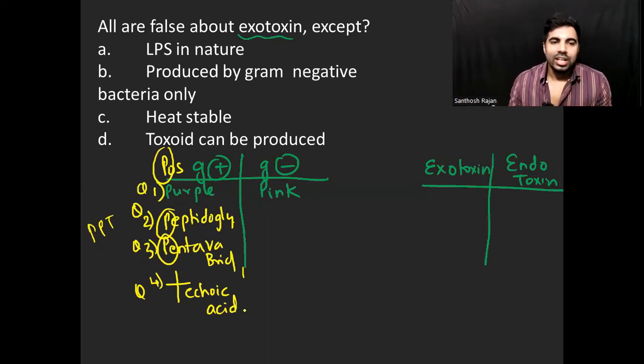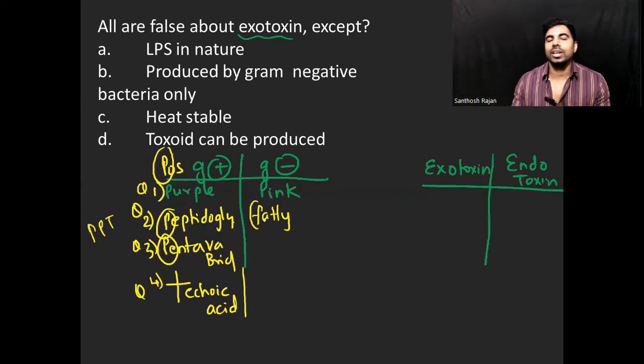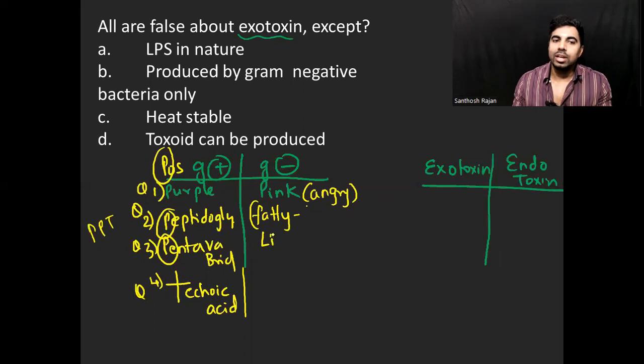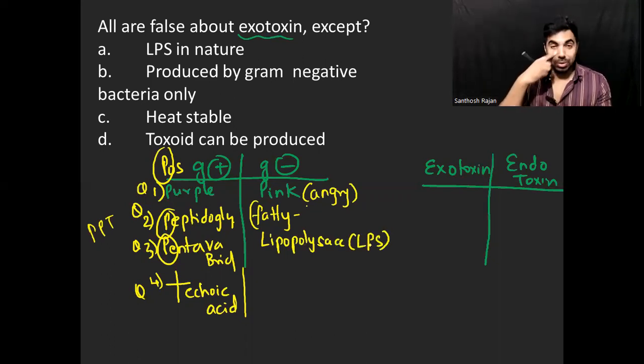Same, what about negative people? Negative people usually are fatty, sitting at home. No offense, that's only for examination purposes. Don't mistake me, guys, this is the way you're going to remember. And they are angry all the time, that is why they are pinky. Negative people are very pinky because they're angry. And they're fatty because they have more lipid. That means lipopolysaccharide, the LPS layer, is present in gram-negative only. That's the important thing I want to stress here.